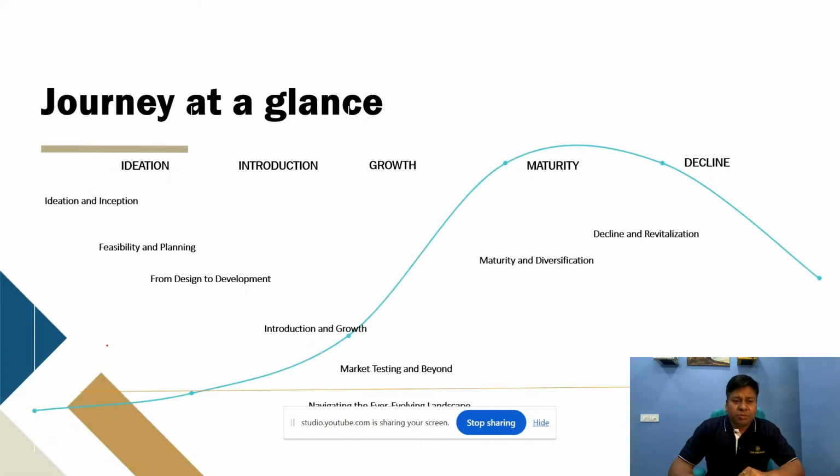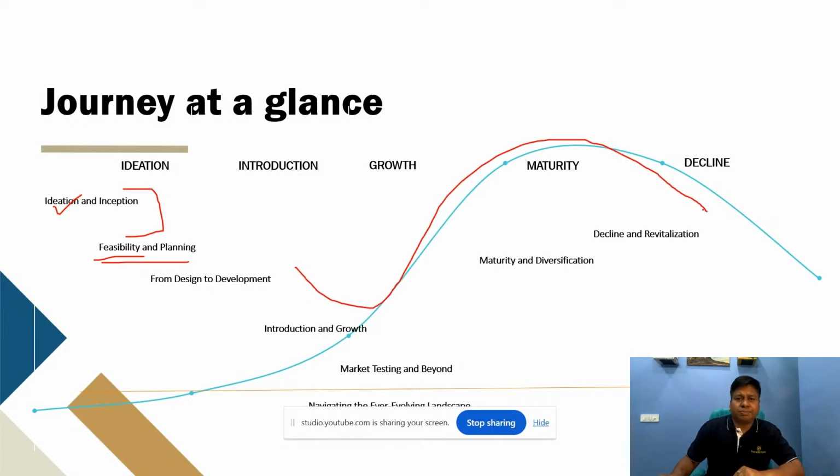So moving on, this is something we discussed in the first session, and so far we have covered this, and right now we are discussing the feasibility and planning part, right? And gradually in this session, we will cover all the parts of the product life cycle, all the stages we will cover.